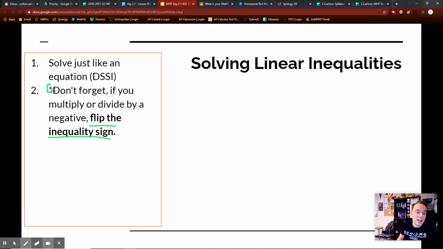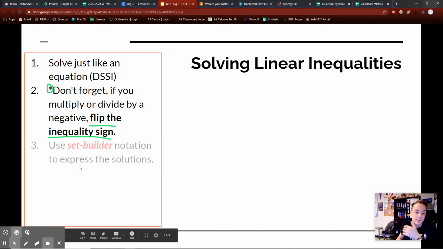This is something that students love to forget. If you multiply or divide by a negative, you have to flip the inequality sign, because the whole number line changes. Instead of the number line being on this side, once you divide by a negative, it technically becomes a positive, which means you have to go on this side. And so you basically flip over. That's why you flip the sign. It's necessary to flip the sign here.